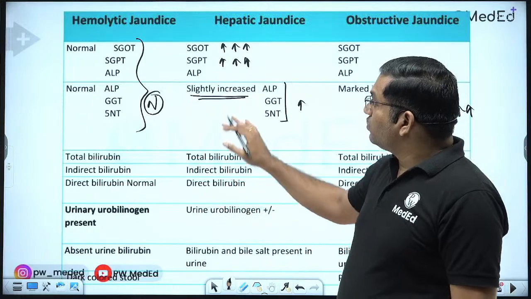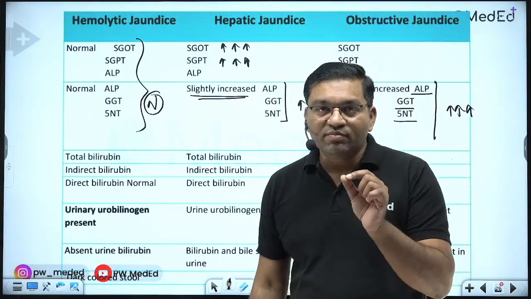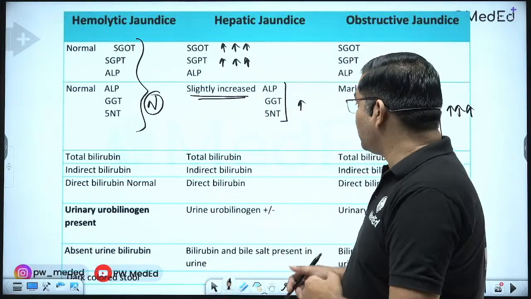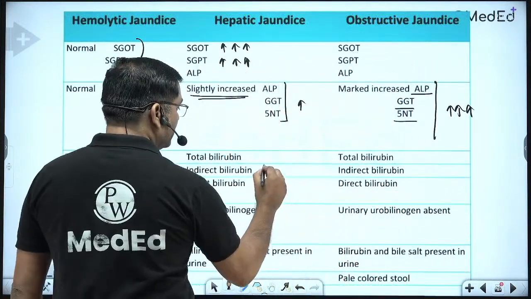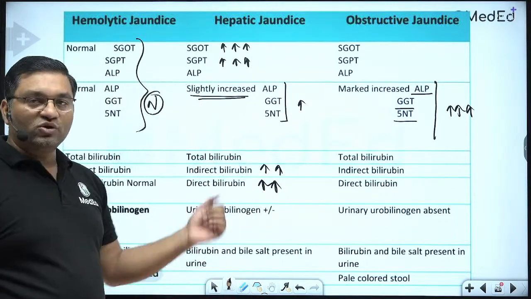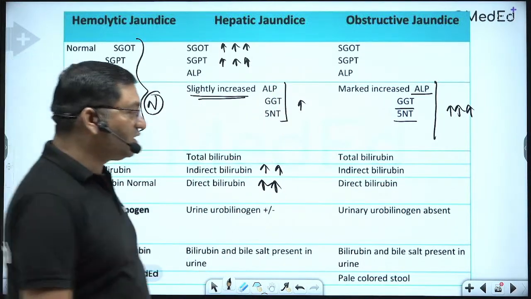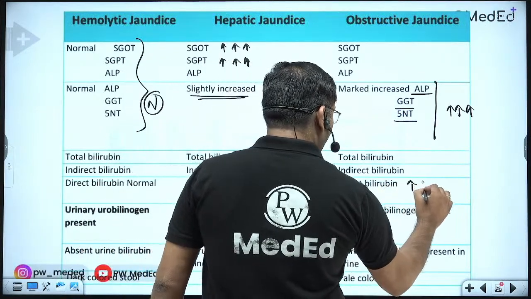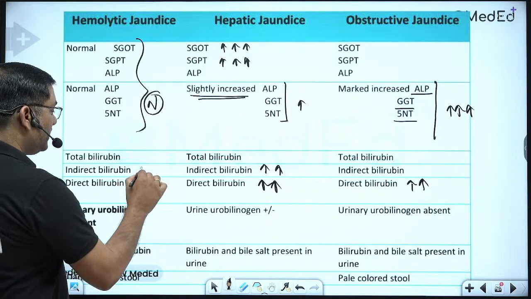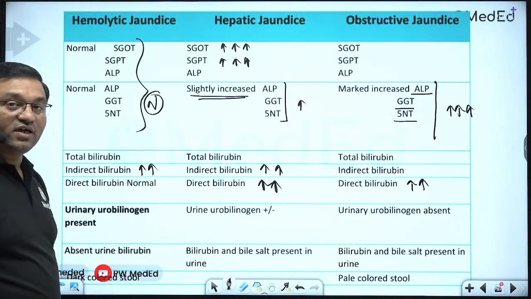solubilizer. So the biphasic Van den Bergh reaction, positive for both direct and indirect bilirubin, is principally seen in hepatitis. There is increase in both direct and indirect bilirubin, so total bilirubin also increases. In obstructive jaundice, there is increase in direct bilirubin. While in hemolytic jaundice, there is increase in indirect, meaning unconjugated, bilirubin.